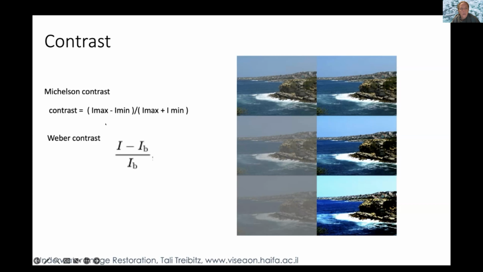If you look at the equations, the definition is you take the maximum value in the image minus the minimum value in the image, divided by their sum, and that's contrast. So here it will be lower and this will be maximum contrast.